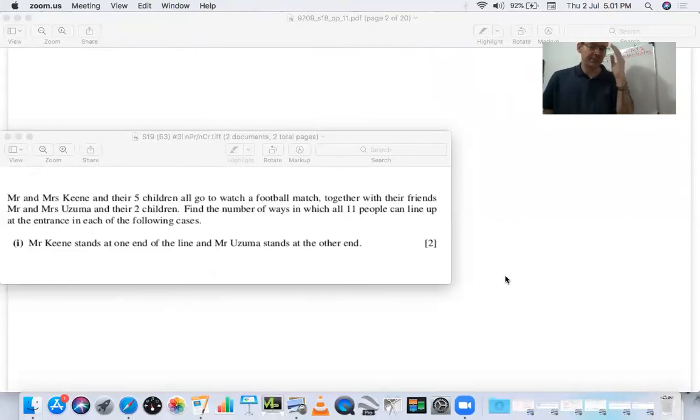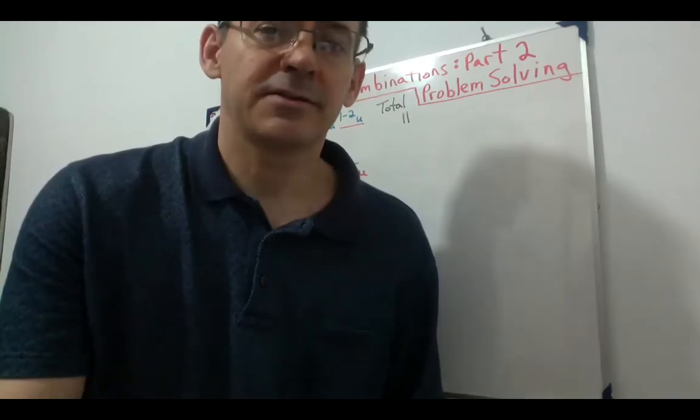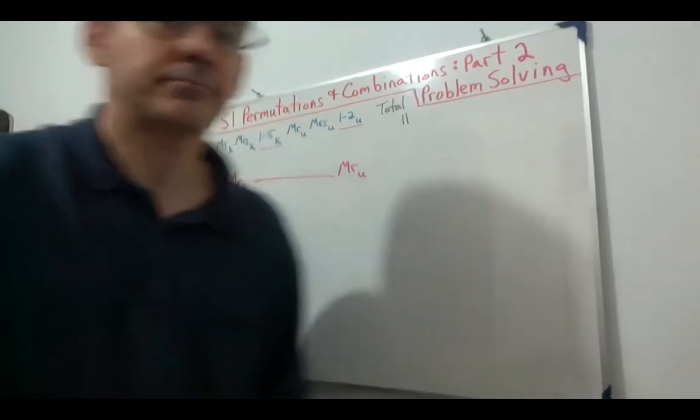this football game. And this first case says Mr. Keen stands at the end of the line and Mr. Uzuma stands at the other end. So that's one thing we have to calculate. Then for the second case, the 5 Keen children all stand together and the Uzuma children both stand together. So let's come back to our board.